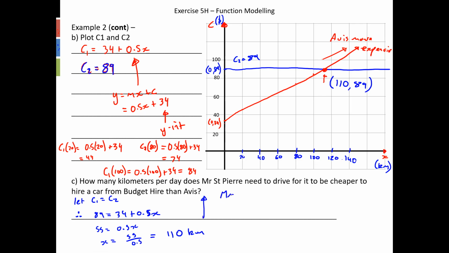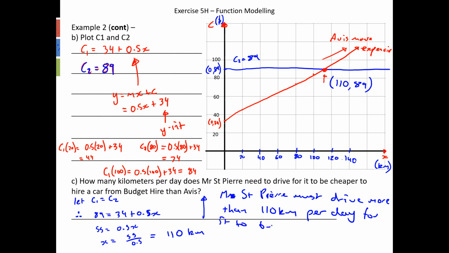Okay, so Mr. St. Pierre must drive more than 110 kilometers per day for it to be cheaper to hire from Budget.